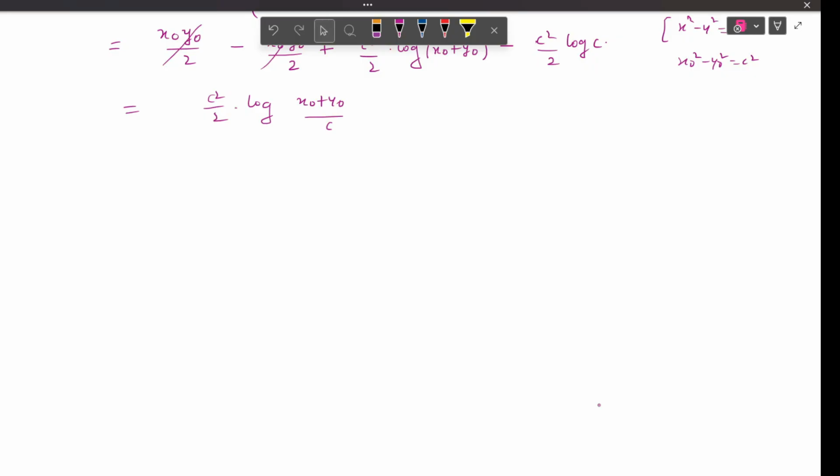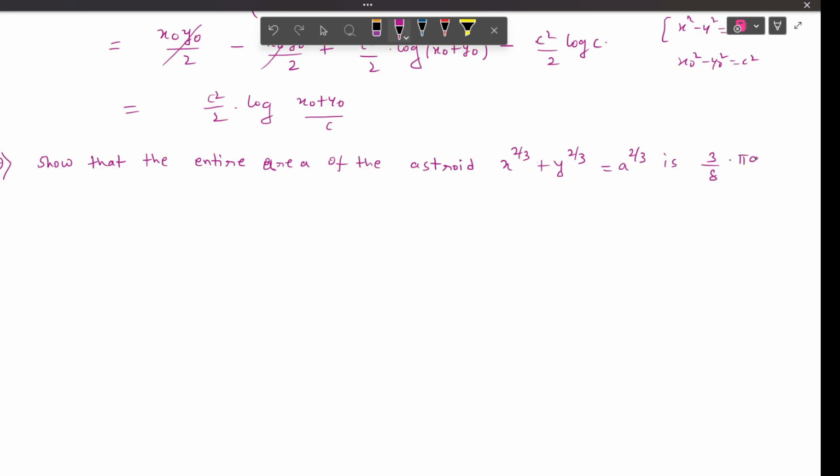Let us say our next question is, show that the entire area of the asteroid, this is also known as hypocycloid, x to the power 2 by 3 plus y to the power 2 by 3 is a to the power 2 by 3, is 3 by 8 pi a square.